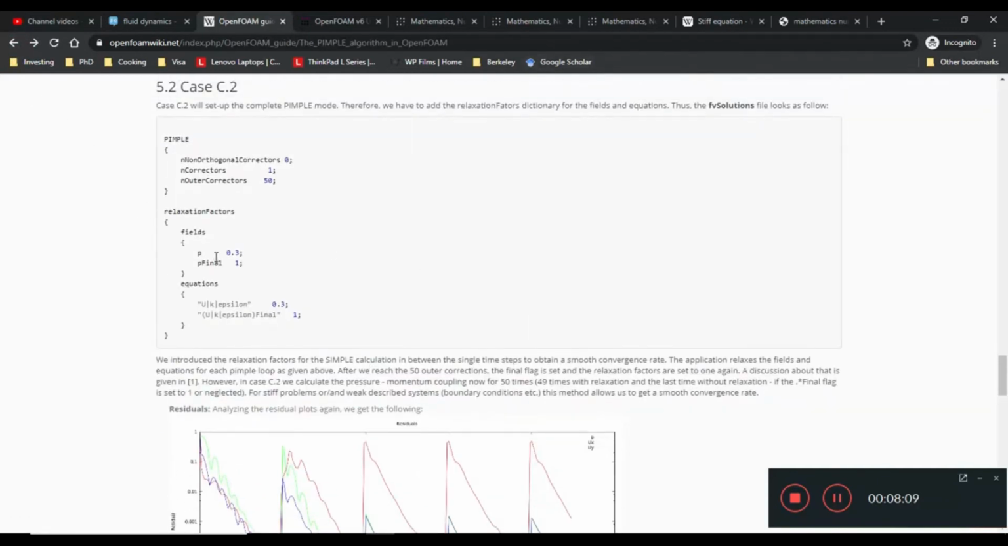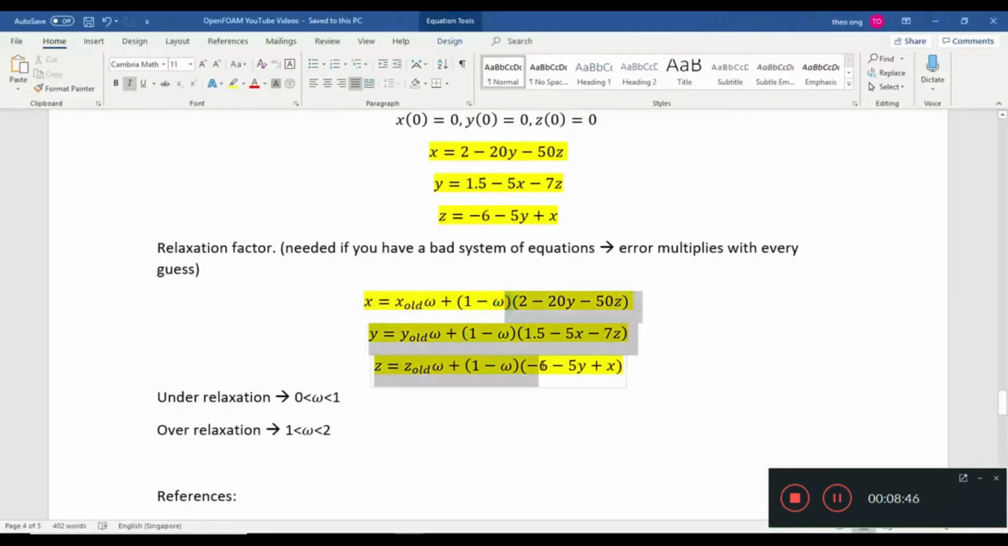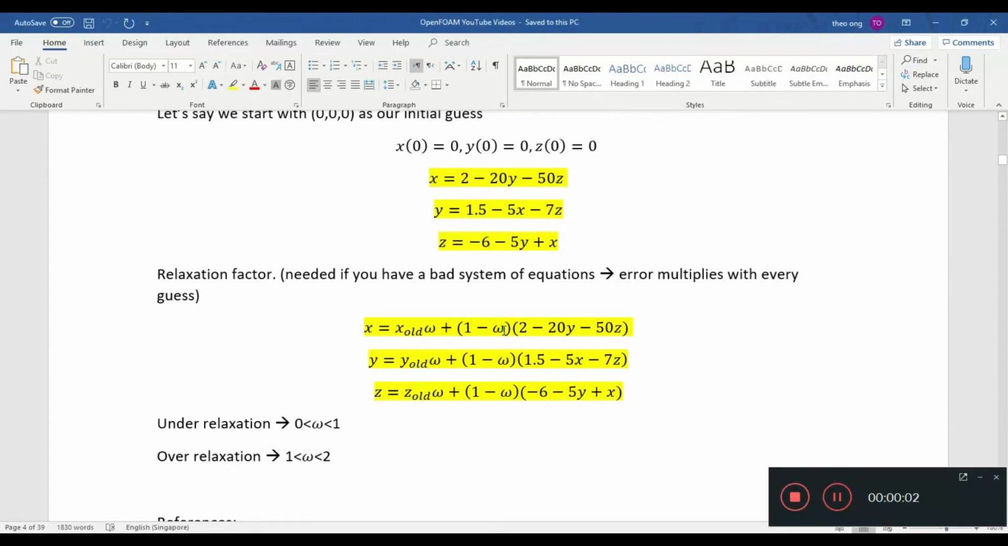And of course, you can also have this option of setting your final relaxation factor to be, let's say, 1. And why would you want to do that? Well, if after 50 iterations you more or less settle on a solution already, you might want to reset this relaxation factor, because the errors are so small that even if you have a very bad system of equations, it doesn't really matter anyway.